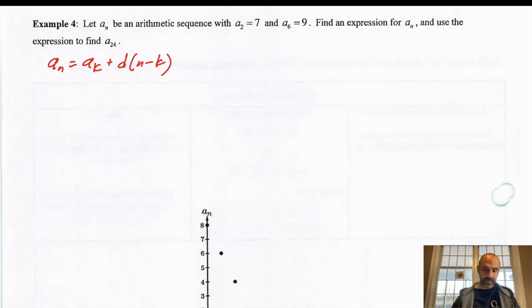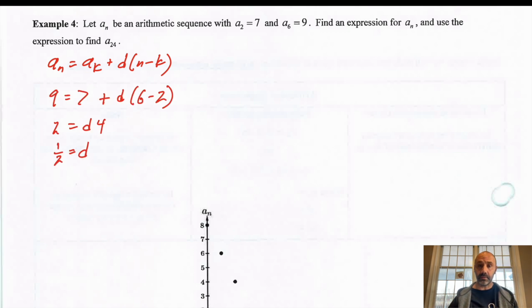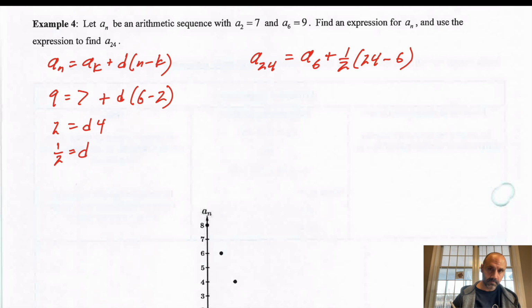We just plug those numbers in, and we're going to have to solve for D that way. All right, so now that we've found what D is, we can use D and either A2 or A6 to put back into the formula we just used to find what A24 is going to be. Okay, so we're going to use A sub 6 as our new base for calculating A24. Okay, when we plug those numbers in, we see that 18 is what comes out as the solution.